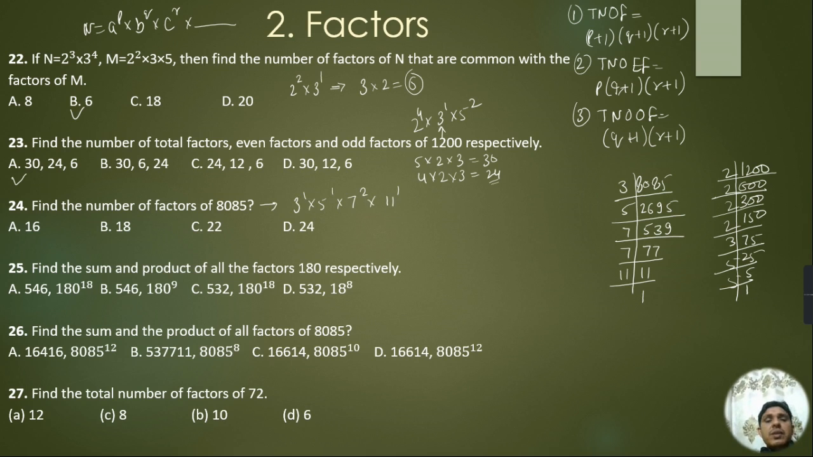So the number of factors we can find, right? This will be 2 multiplied by 2 multiplied by 3 multiplied by 2. So simply 24 will be the answer. Right?